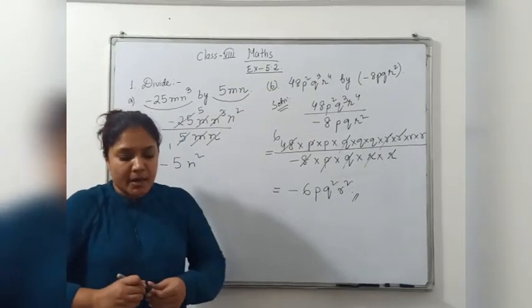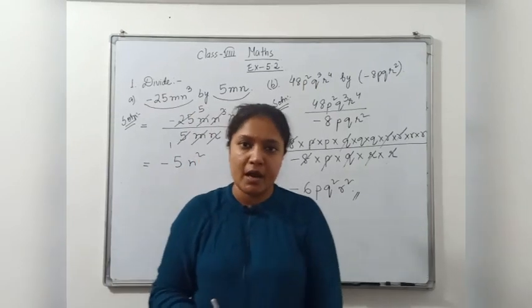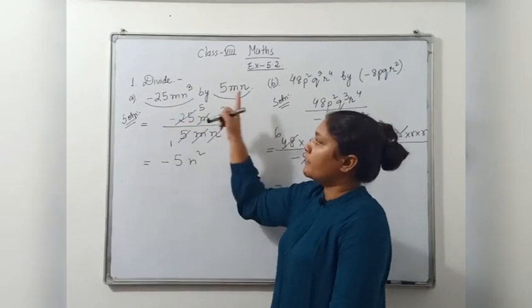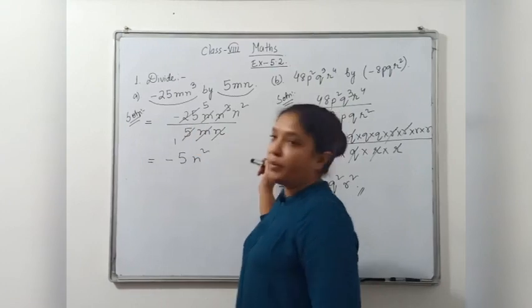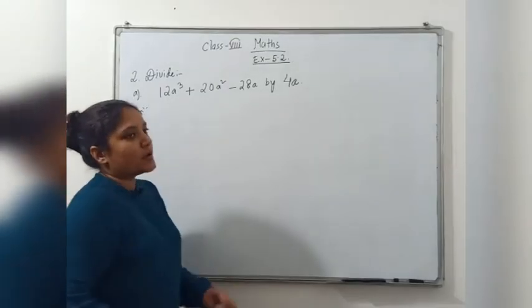So students, number C and number D. Question number C and D you will try by yourself. Okay? This is the method of monomial divided by monomial. So now next, question number 2. C and D will be your homework for this number 1. Clear? So students, your question number 2.